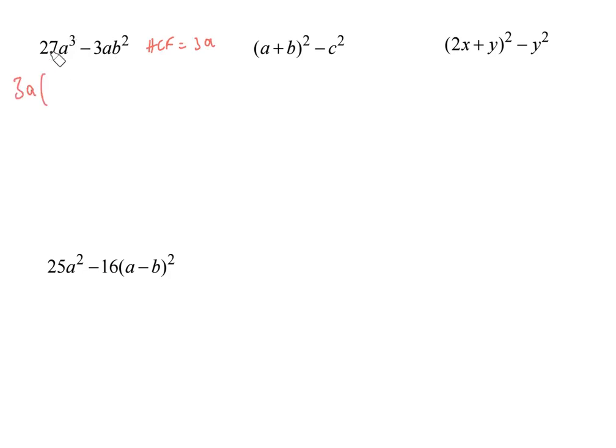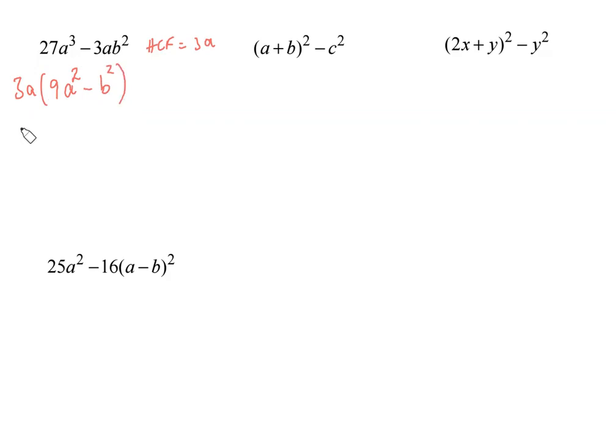Then what are we left with? 3 into 27, we get 9. 3a into a cubed, we are going to get a squared. How did we get that? We subtract the powers: 3 minus 1, then we get 2. Then here is going to be minus. We are left with only b squared here, because 3a into 3a is going to give us 1. So we're going to have b squared. We put it like this.